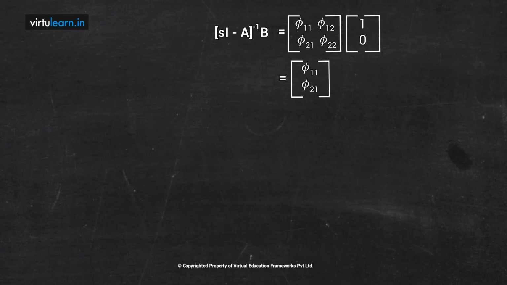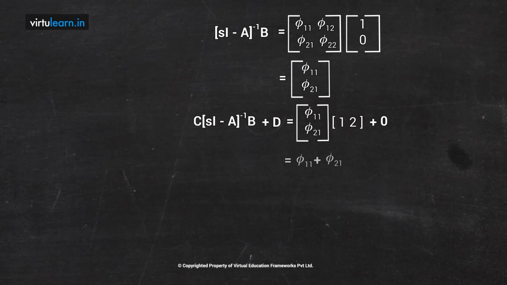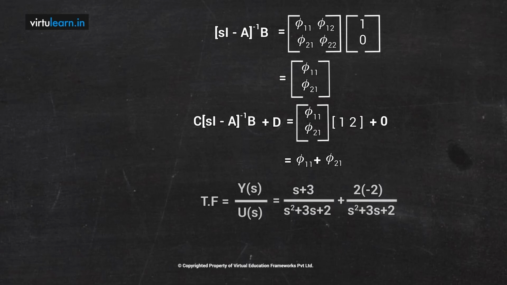And again I need to multiply by the C matrix. What is the C matrix? [1 2]. So when you do that, you will get phi 1 1 plus 2 phi 2 1. So this is what the final transfer function is. Anyway, the D matrix is 0. So take those elements and just add them. When you add, you will get the transfer function Y(s) by U(s) as (s - 1) divided by (s square + 3s + 2). So this way we can find the transfer function from any given state space model.